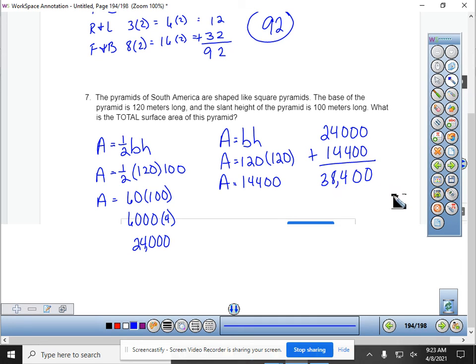Everybody get 38,400? Everybody? No. Who said no? What'd you get? 51,600. I just forgot to add the halves. Oh, you didn't half the triangle. Yeah, I didn't. Gotcha. That's fine. Gotcha.